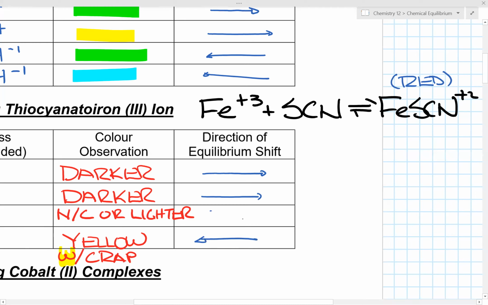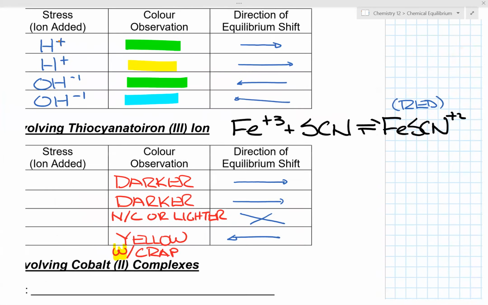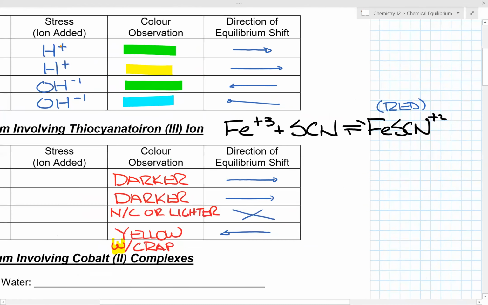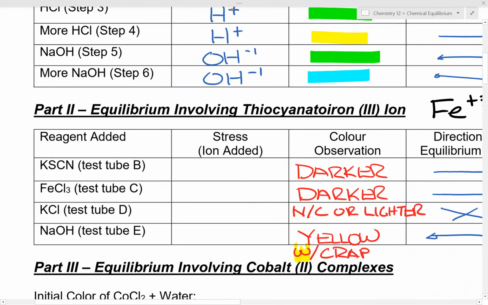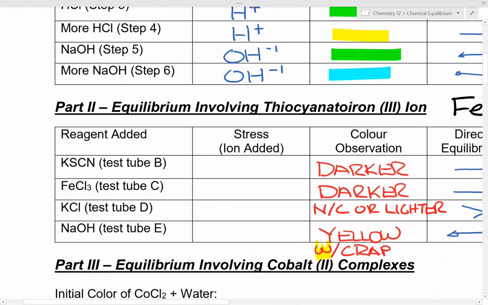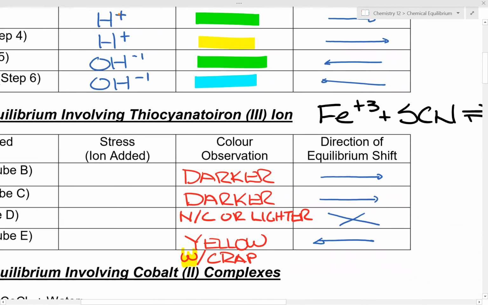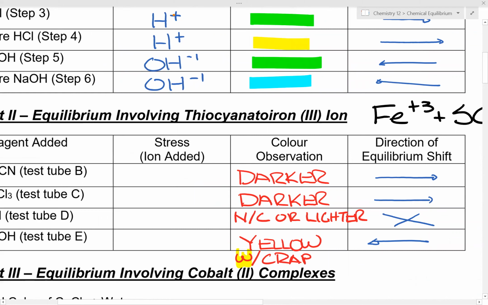The third one, no change. There should be no shift. Okay. Now, if we look at this, looking at this particular ICE equation, for the first test tube, which one must have been the stress ion? The K or SCN? SCN. Why? Because there's SCN in it. Make sense? Okay. So I've increased my reactant, equilibrium shifts to the left.